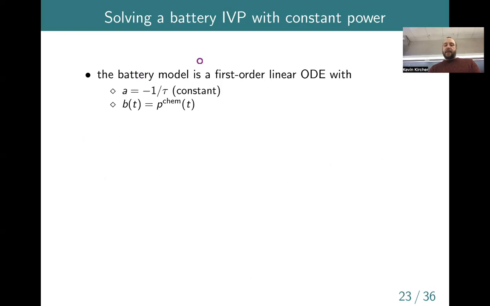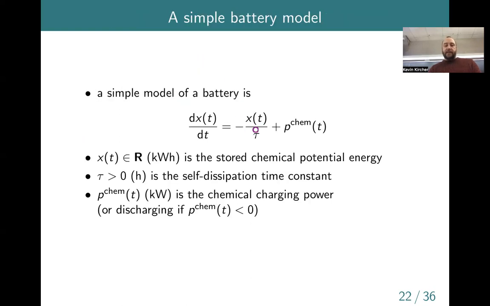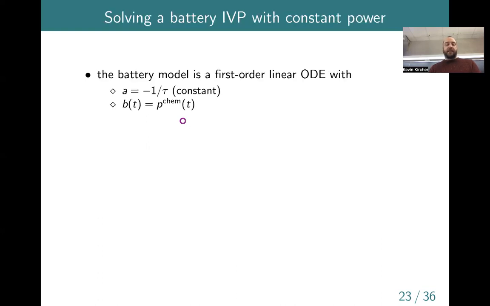Okay, so this is a first order linear equation, right? It has an A, which is negative 1 over tau, and it has a B, which is this P_chem. So it's linear and first order. We only have the first derivative of the function x showing up. So it's a first order linear IVP, and it has a constant function A of t. It's just A, negative 1 over tau.